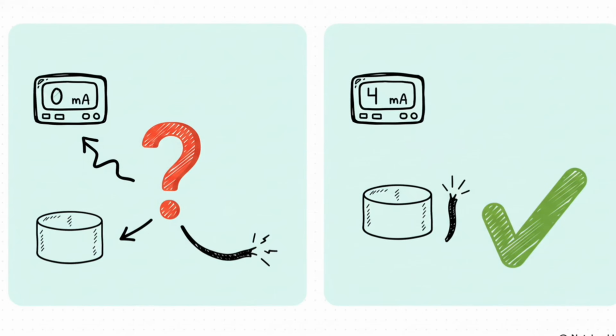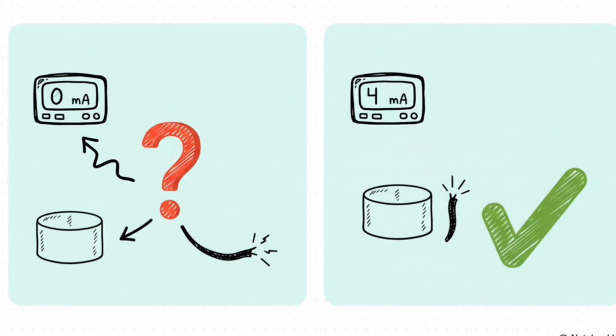So let's do a little thought experiment. Just imagine for a second that the standard was 0 to 20 milliamps. Now, if your control system suddenly sees a reading of 0 milliamps, what does that mean? Does it mean the tank you're measuring is completely empty? Or did a forklift just run over your cable and break the wire? You'd have absolutely no idea which it is. And that ambiguity, well, it's not just confusing, it's dangerous.